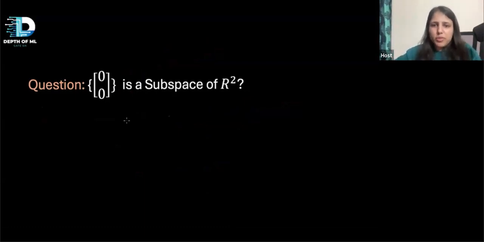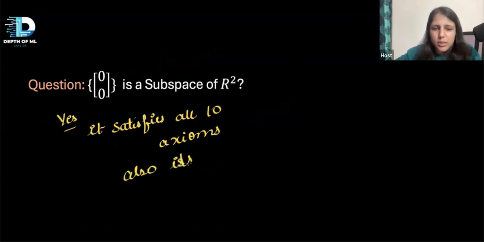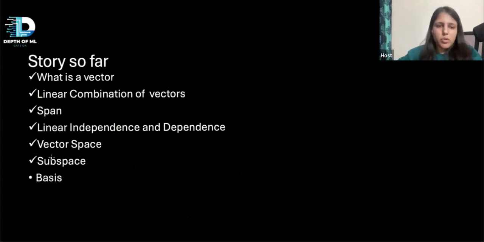This I actually proved. So this is a subspace of R2. Yes, it satisfies all 10 axioms. Also, it's a subset of R2. Let's move on. So we saw vector space and subspace as well. Now next we talked about basis.